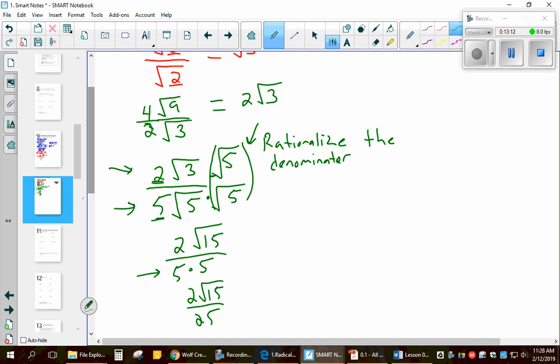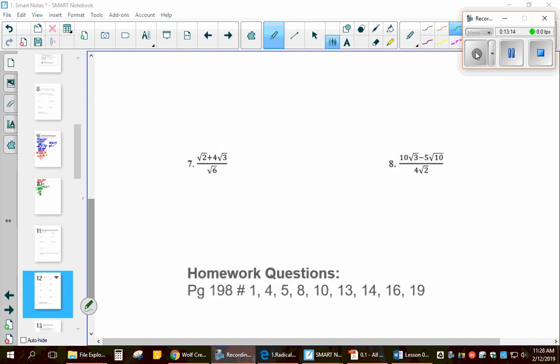All right. If you guys change to the next page there, we'll do one of these together. Okay, so let's do number 7.